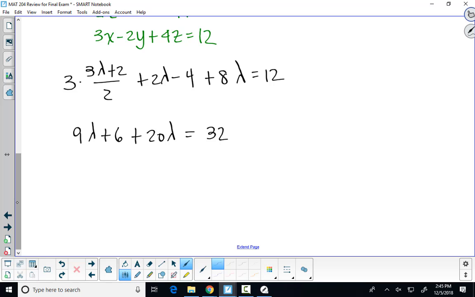There's no way that's going to be divisible by 29, though, is there? So lambda will be 26 over 29.